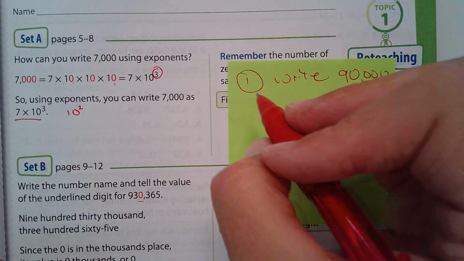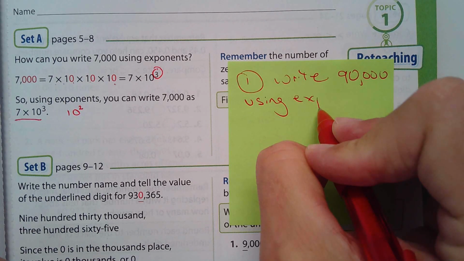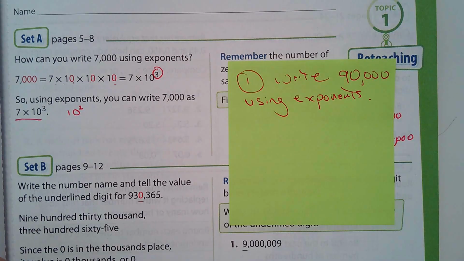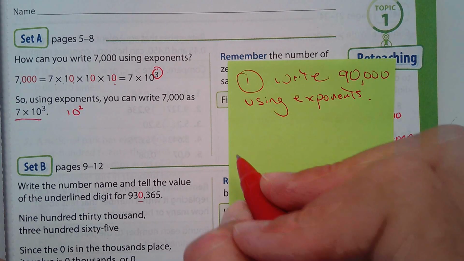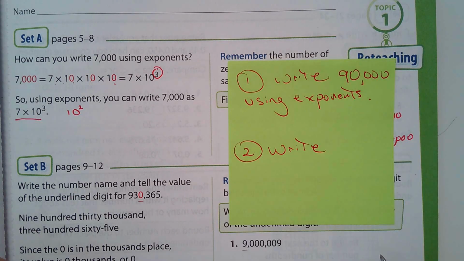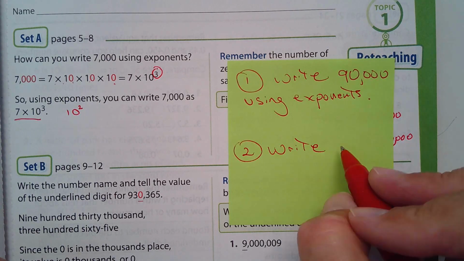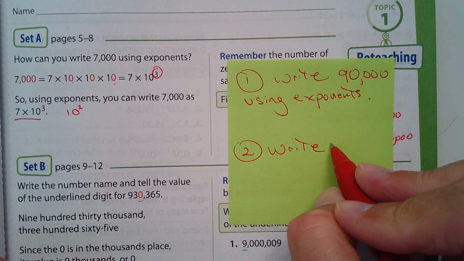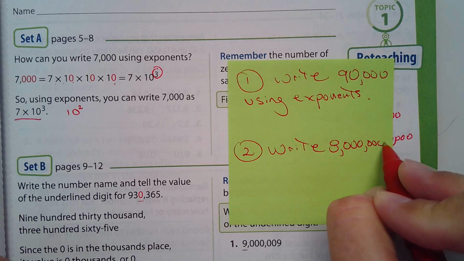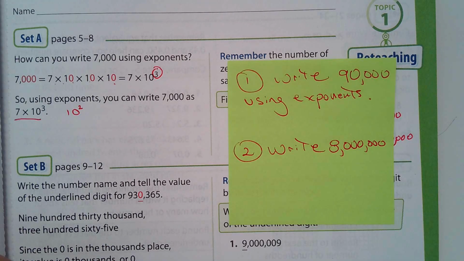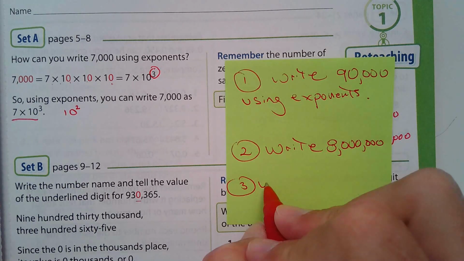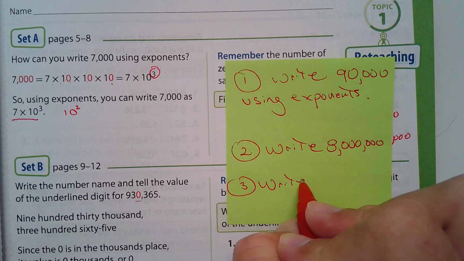Write 90,000 using exponents. All right. Number 2. Write 8 million using exponents.